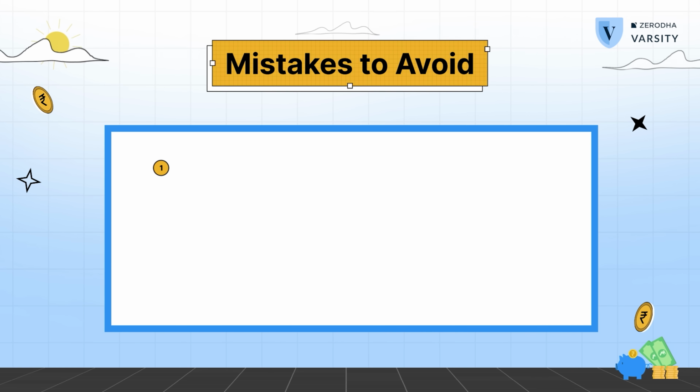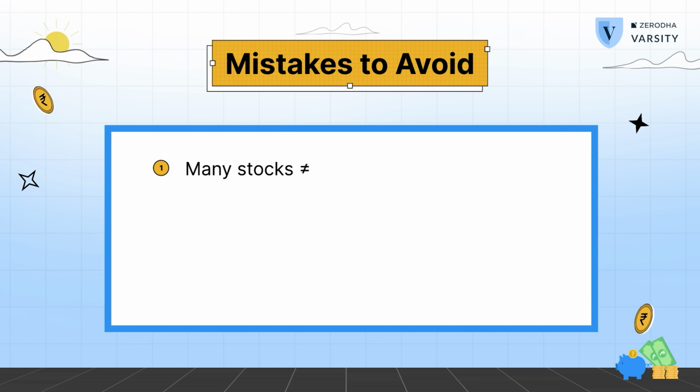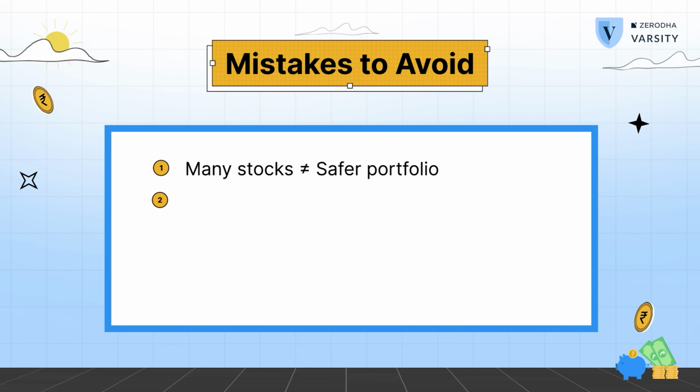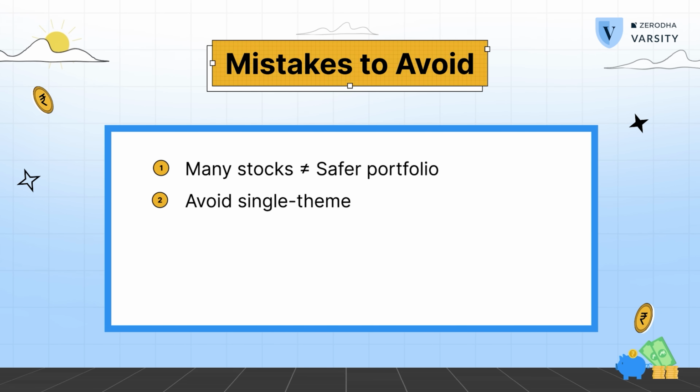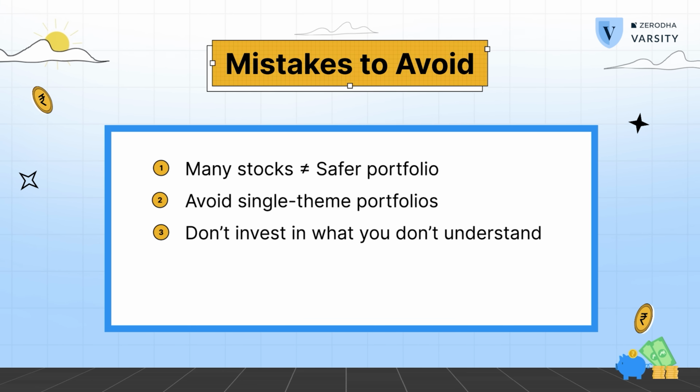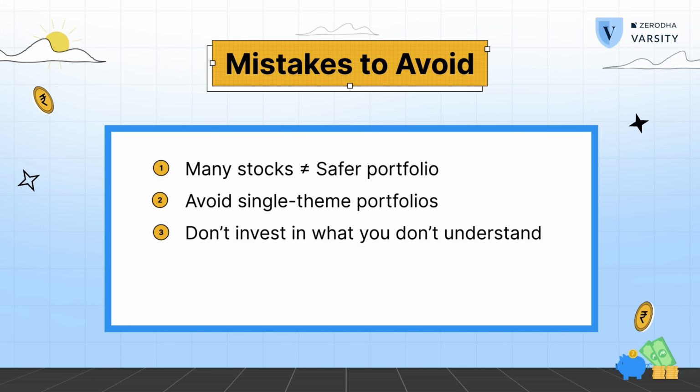Number 1, do not assume that owning a large number of stocks automatically makes your portfolio safer, because if they are driven by the same economic factors, your risk is still concentrated. Number 2, do not build your portfolio around a single theme, such as only consumption, only technology, or only financials, because one macroeconomic shock can hurt all of them at the same time. Number 3, do not invest in businesses or sectors that you cannot understand or track, because you cannot manage risks in something you do not understand.